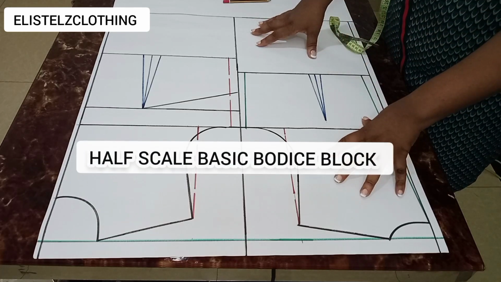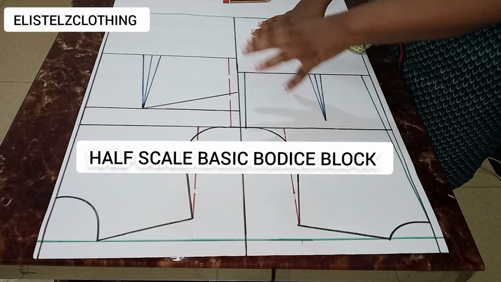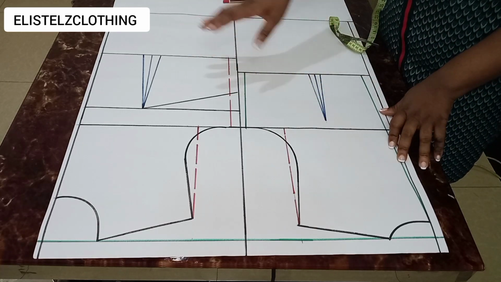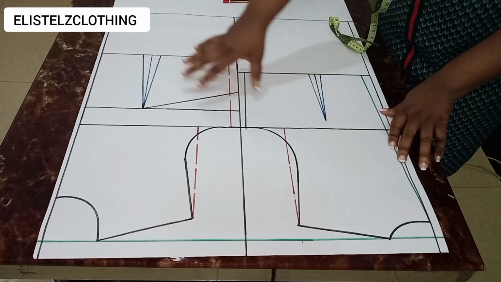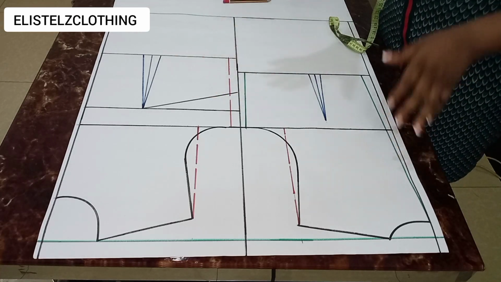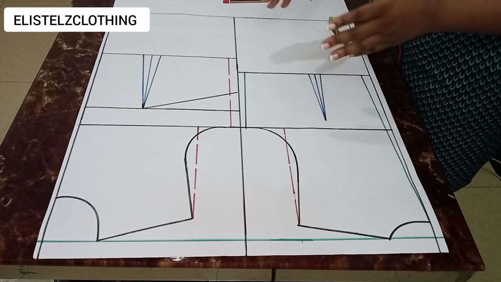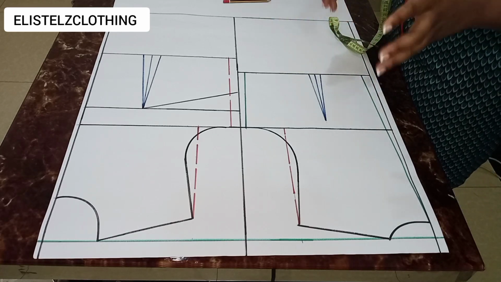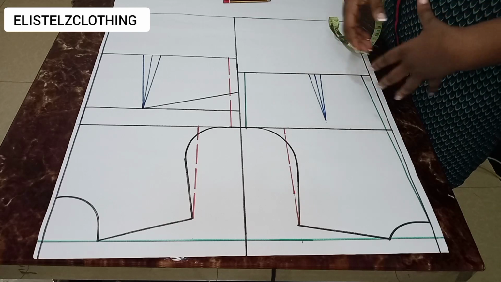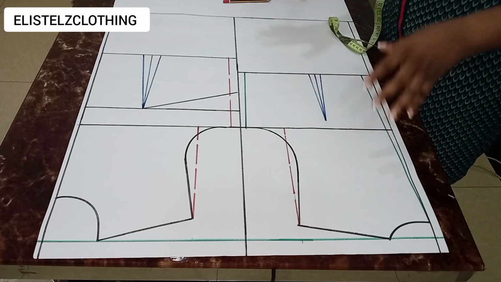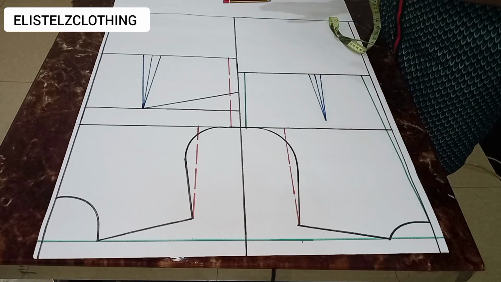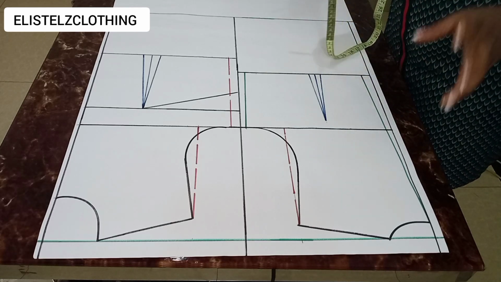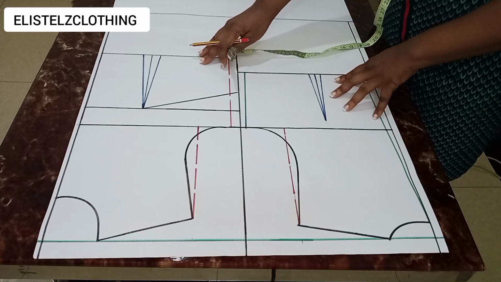Okay, so I've gone ahead to draft a half scale basic bodice block, and I have a very detailed video on how to draft a half scale basic bodice block. So this is it here. All right, now let's go ahead and extend this to a full scale block. So I want you to take note of something. When you hear a full scale block, it simply means a full blouse, okay, a full length blouse. So that's just what it is about and nothing more.